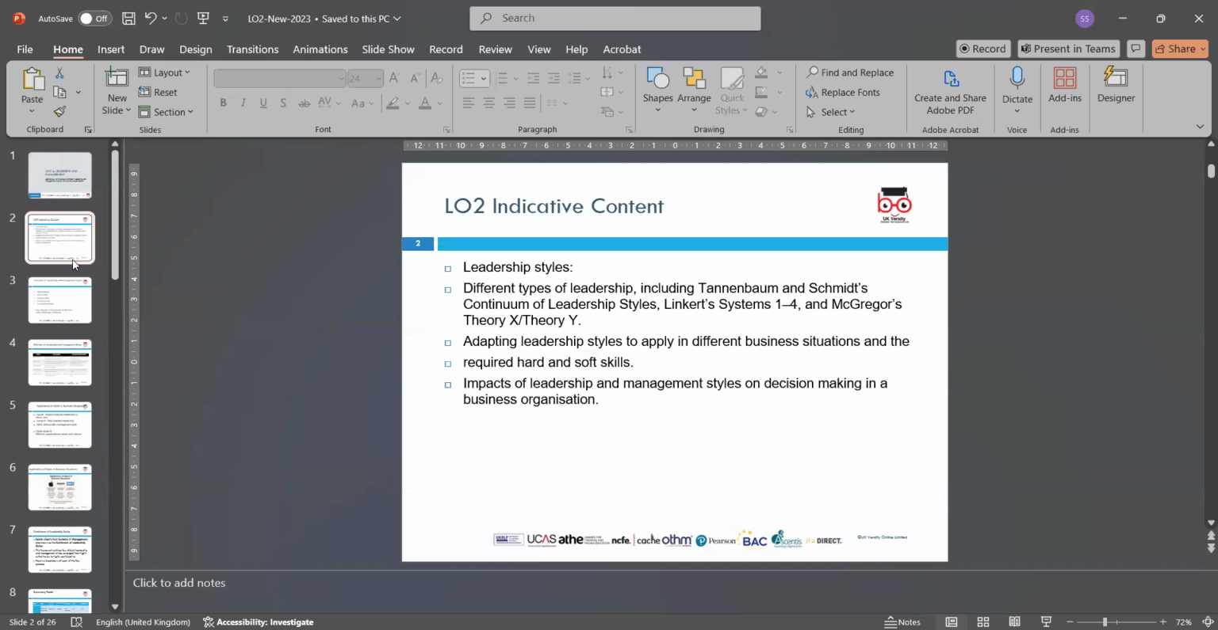So in today's session, we are going to just review the leadership styles. We have already covered these, but we will be doing an evaluation of these leadership styles in a bit more detail. And we will be talking about different types of leadership, including the continuum of leadership style. And then we will be discussing adopting leadership style to apply in different business situations, and the required hard and soft skills, and the impact of leadership and management style on decision making in a business organization.